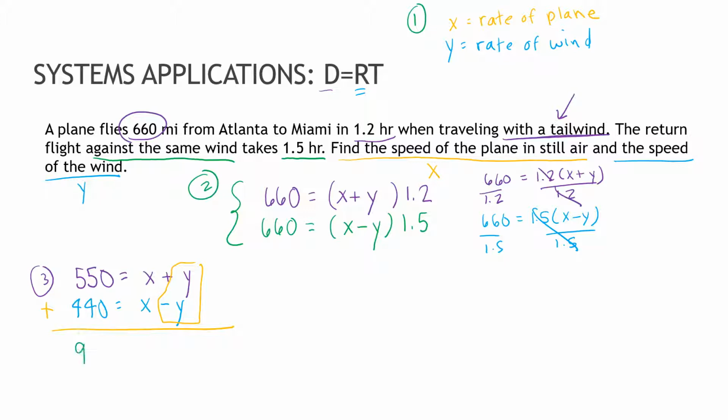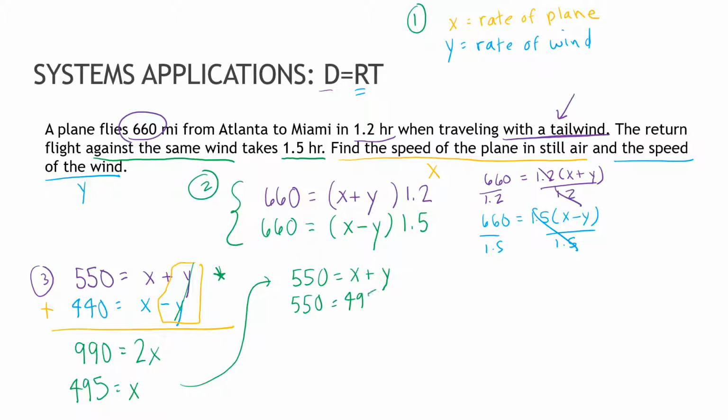So what happens? I get 990 equals x plus x, which is 2x. The y's cancel. 990 divided by 2, 495. So 495 equals x. What's y? Well, I can plug it into any of those equations. So I'm going to choose to plug it into 550 equals x plus y, which is this equation. 550 equals 495 plus y, which means 55 equals y.